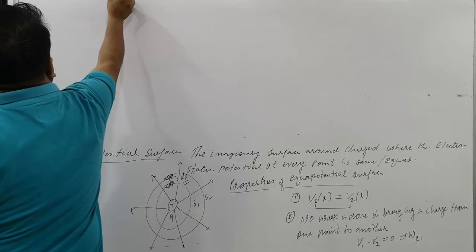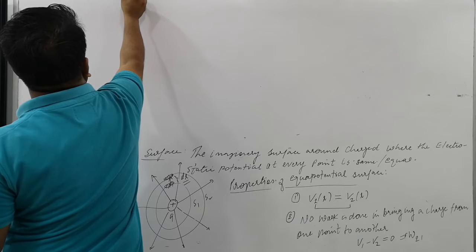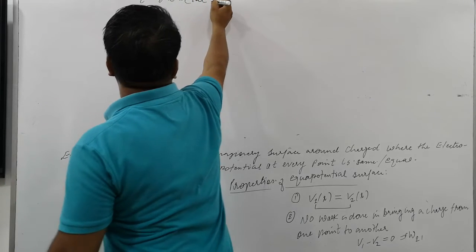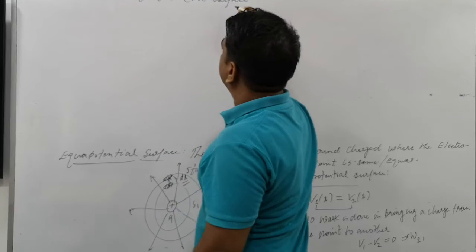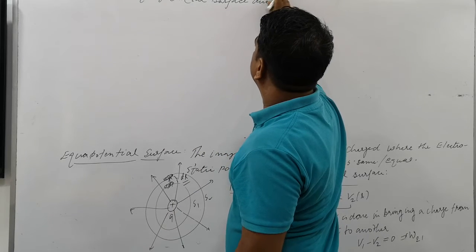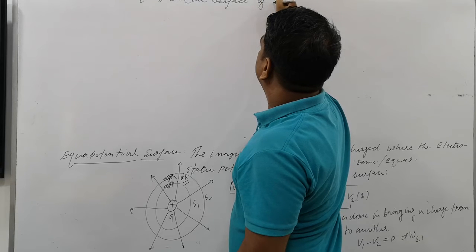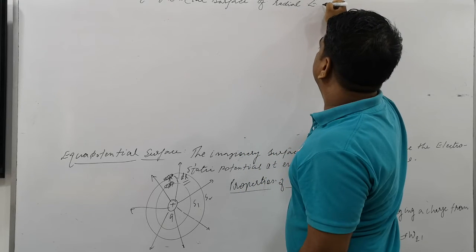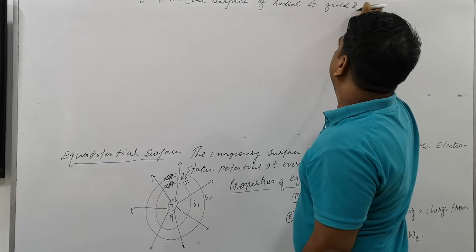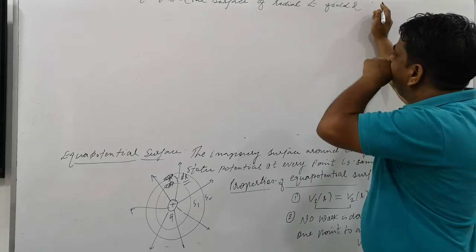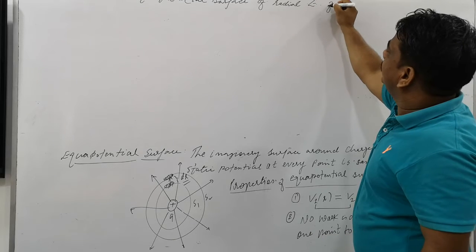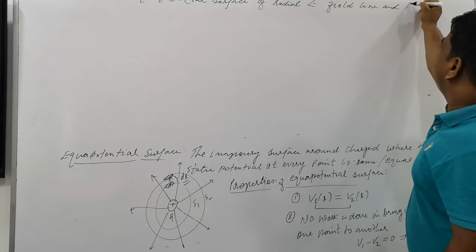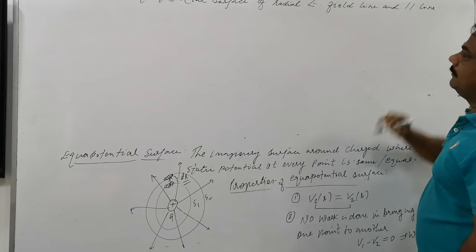Please write: draw the equipotential surfaces for a radial electric field and for parallel field lines.